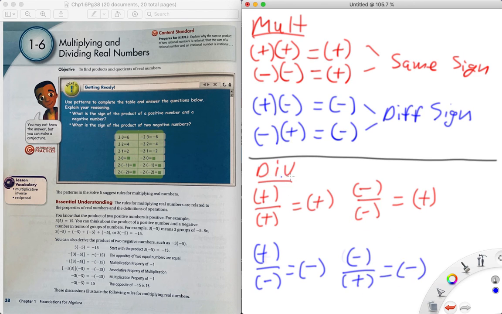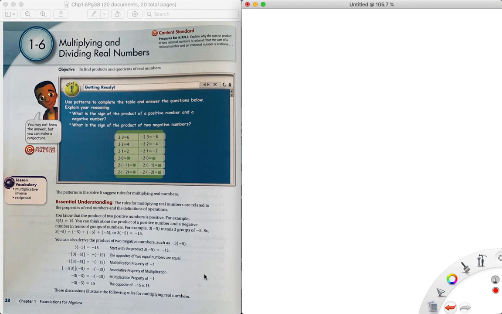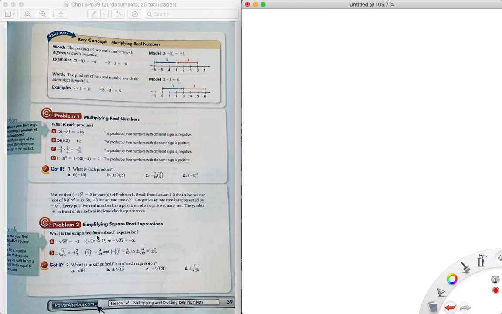Again, when they are the same signs and you divide them, they will be positive. When they are different signs and you divide them, they will be negative every single time. So this also applies to division. This also applies to multiplication. Alright.